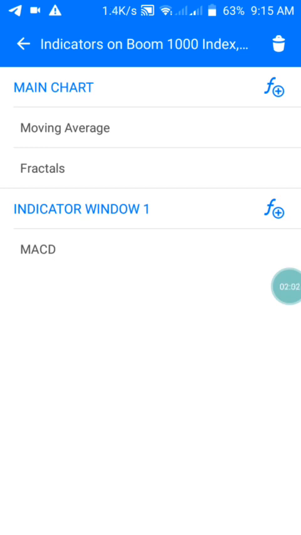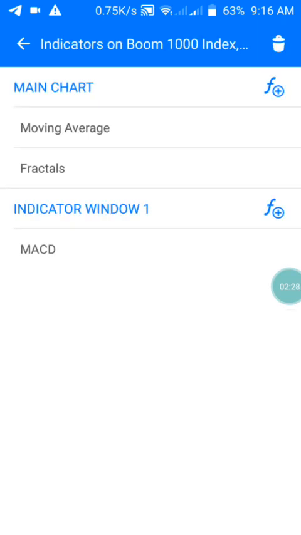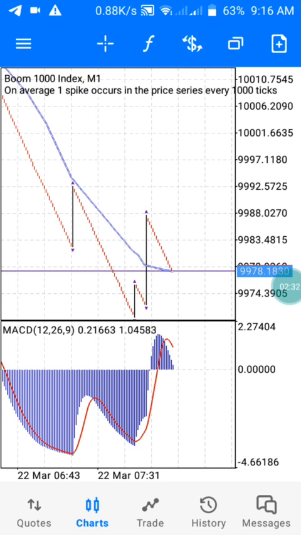In my indicator window 1, I have my MACD there. The parameters of it: the fast EMA is 12, the slow EMA is 26, the MACD SMA is 9, and applied to open. I have my style in blue color and red color. You can also choose any color of your choice, the color that you know is best for you. With these settings, you will have it on your main chart. That's how you will have this strategy on your main chart.